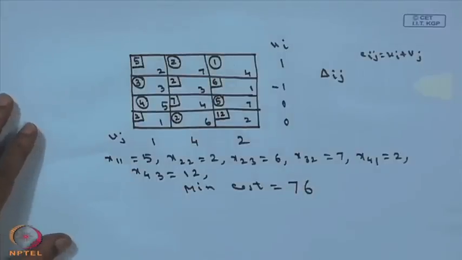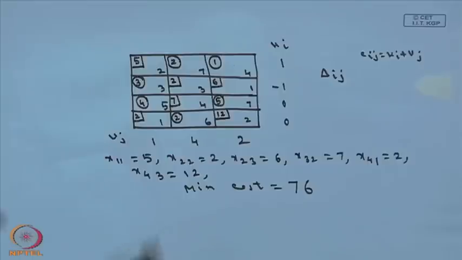So, 2 more cases are left over: one is if degeneracy occurs and one is if you have the unbalanced problem. So, in the next class what we will do is just complete these 2, that is, what happens if we have a degenerate transportation problem and an unbalanced transportation problem, and then we will go to the next problem, that is the assignment problem.